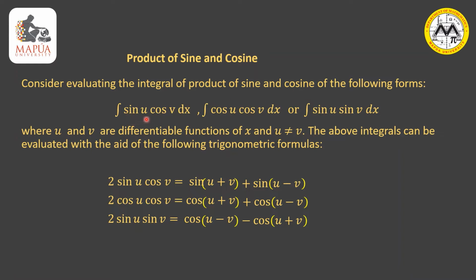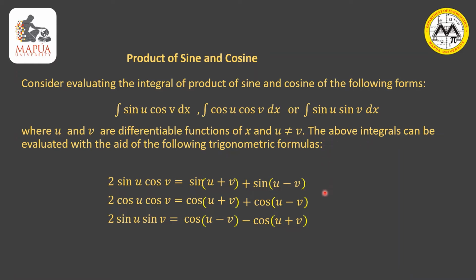The integral of sine u, cosine v dx, or the integral of cosine u, cosine v dx, or the integral of sine u, sine v dx. Okay, where u and v are said to be differentiable functions of x and that u is not equal to v. So this is just telling us that the integral involves product of sine and cosine function of two different angles. Now, the above integrals can be evaluated with the aid of the following trigonometric formulas.